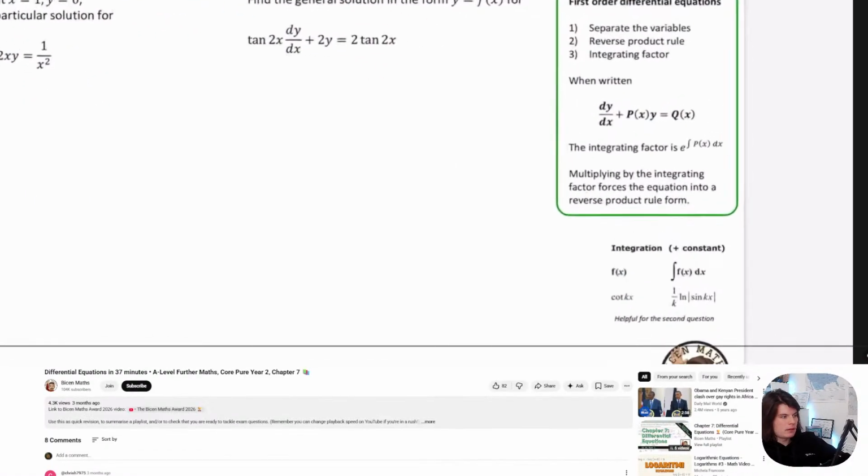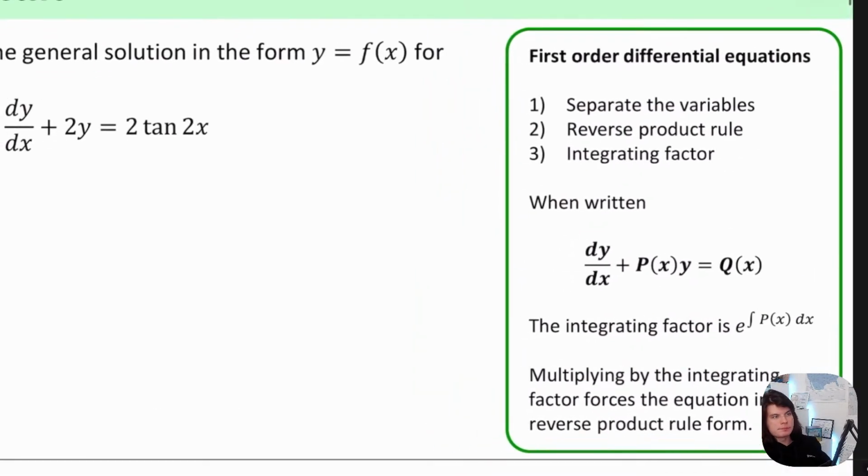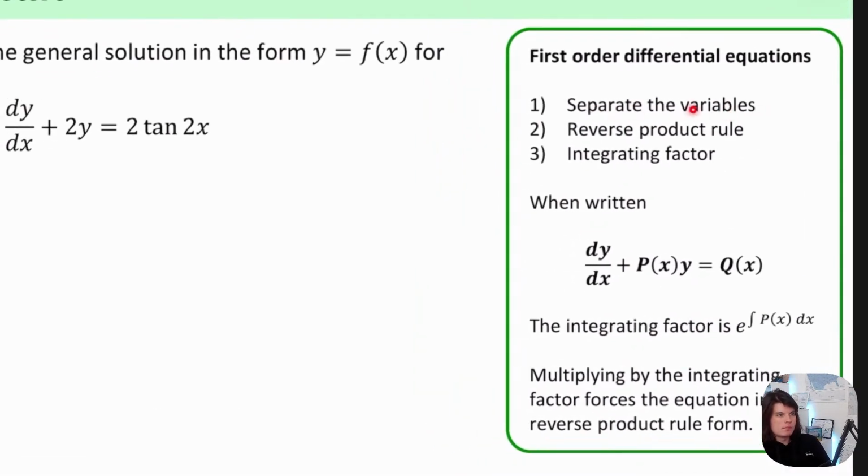And of course, there are actually three ways that you could solve a first order differential equation in A-level maths and further maths. The first one is to separate the variables. That's the standard one that we have from A-level maths. The other is to multiply the equation by the integrating factor. What this then does is it forces the equation into a reverse product rule form.